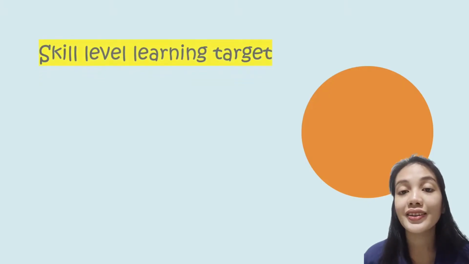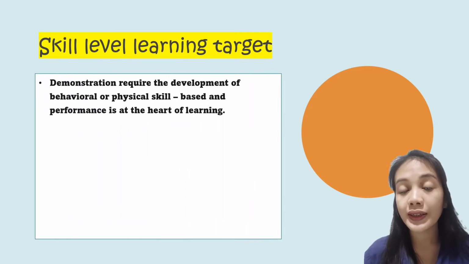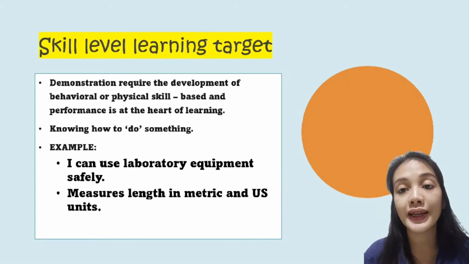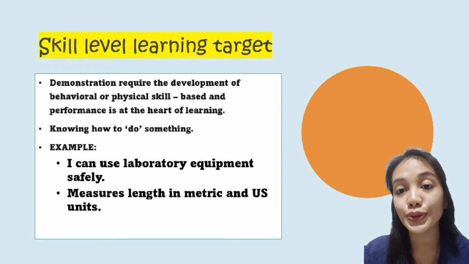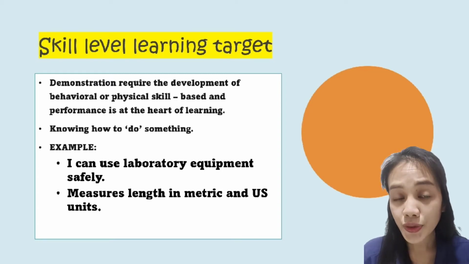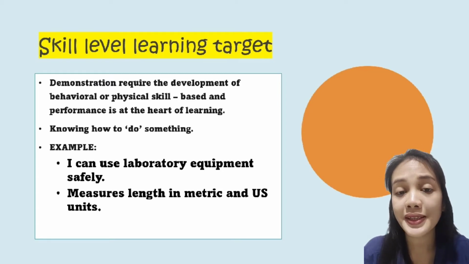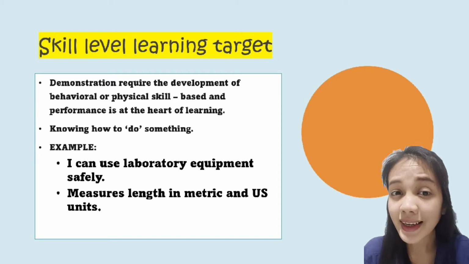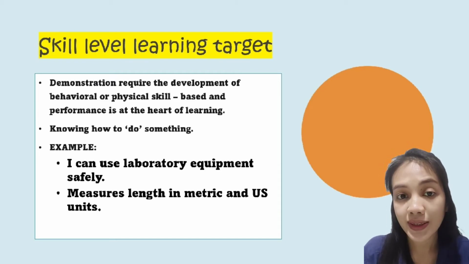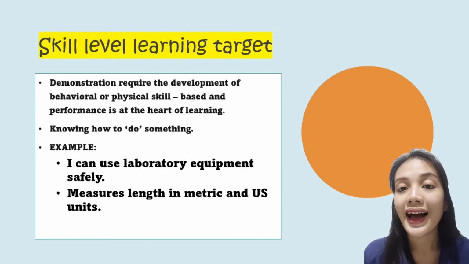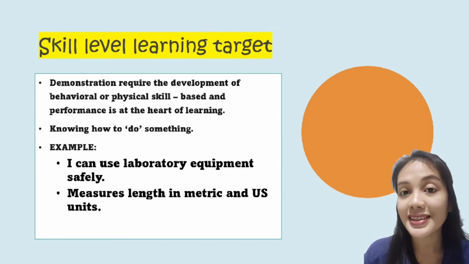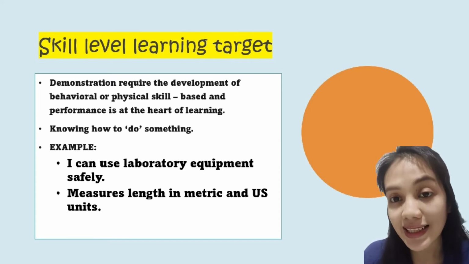Skill level learning target. It requires the development of physical skills, skill-based and performance-based, with performance at the heart of learning, and knowing how to do something. In short, it requires the development of physical skills such as playing an instrument, reading fluently, or using psychomotor skills. Example, I can use laboratory equipment safely, or measuring length in metric and US units.